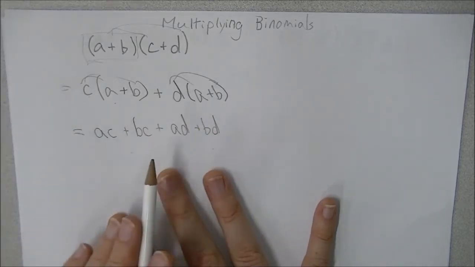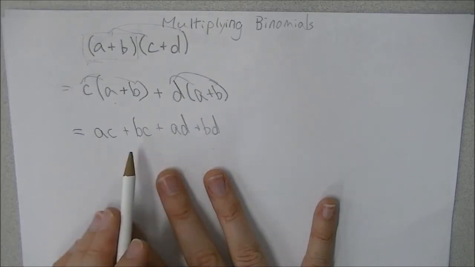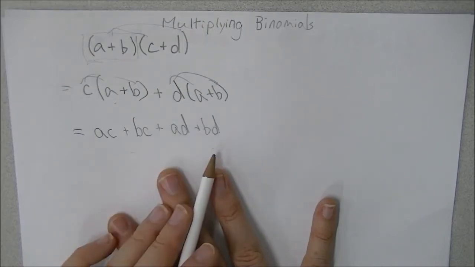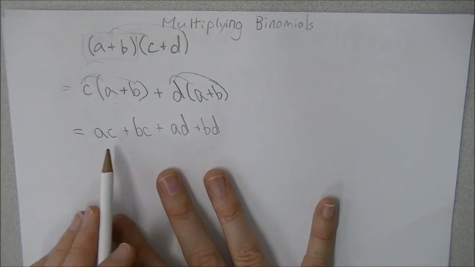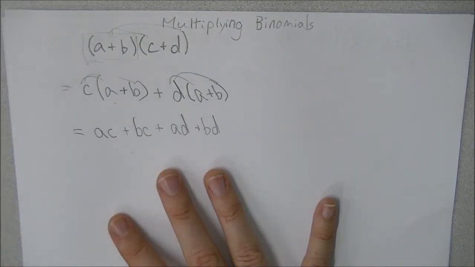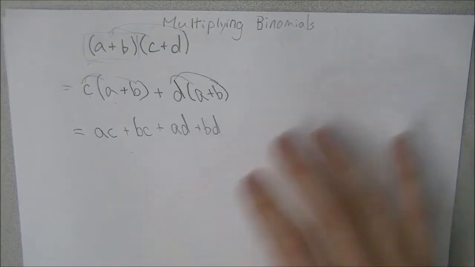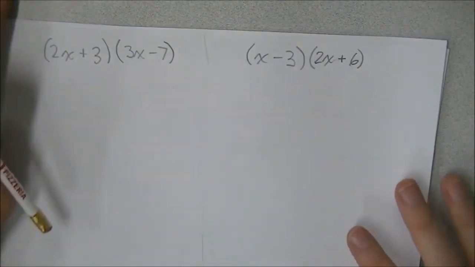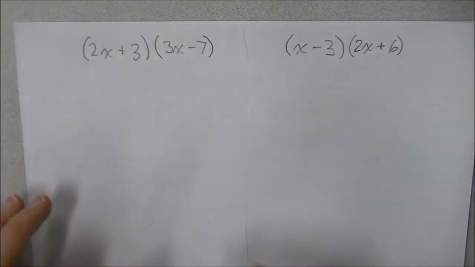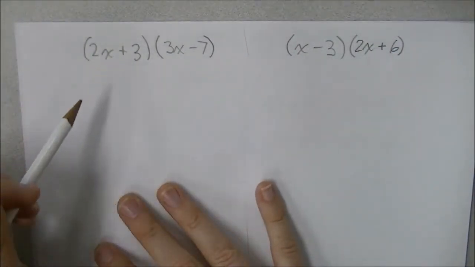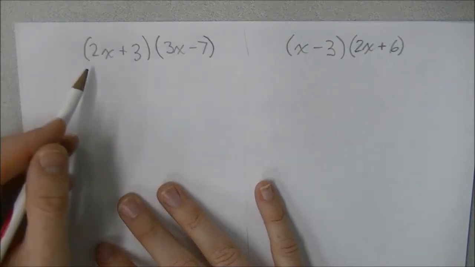In this case, there's no cleaning up that I can do, and this is where we'll leave it, because I've multiplied it out as far as I can. Now, let's take a look at an actual example with some numbers thrown in there. Okay, we'll start with this one.